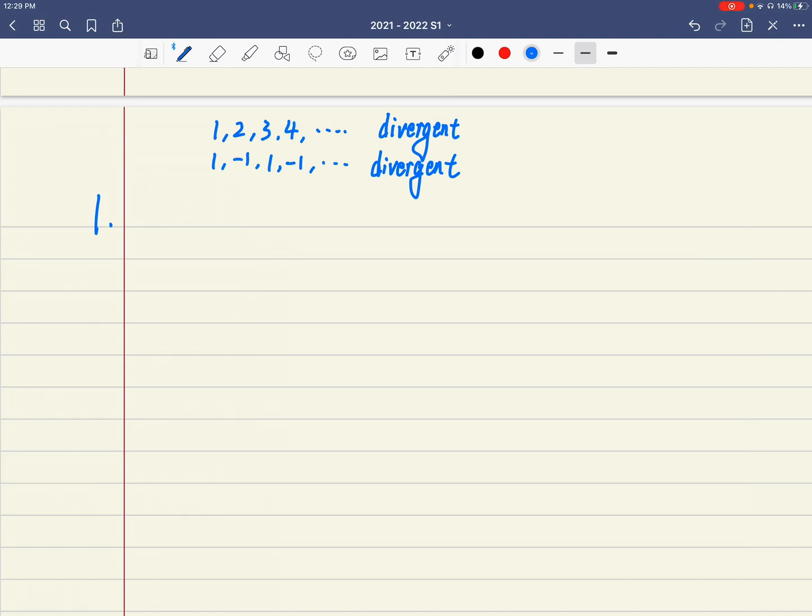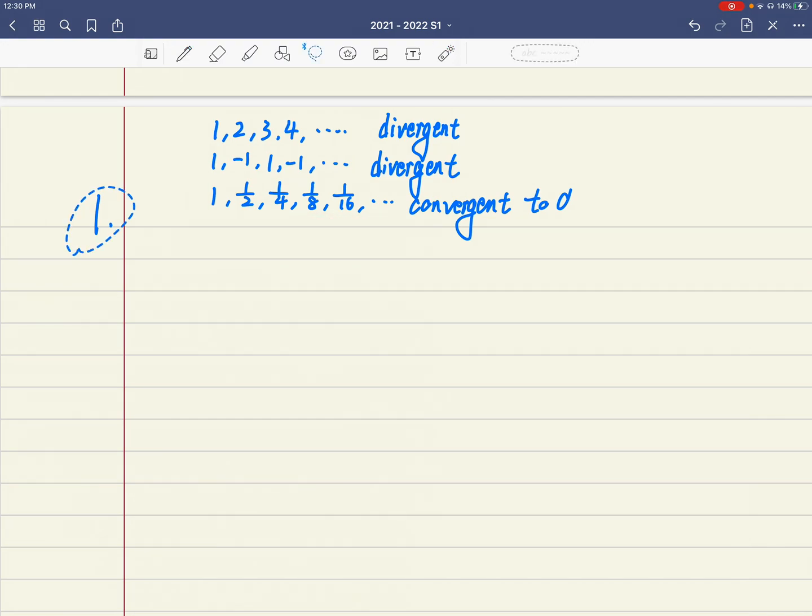Okay, what about a convergent sequence? For example, 1 half, 1 over 4, 1 over 8, 1 over 16, etc. You can see for this sequence, every term is half of the last term. This is half times 1, this is half times half, this is half times 1 over 4, etc. This sequence is convergent, and it converges to the value 0. As the sequence goes, it gets closer and closer to 0, okay?